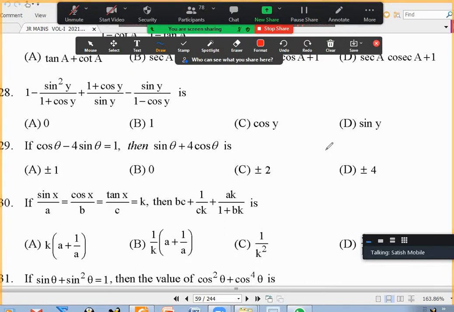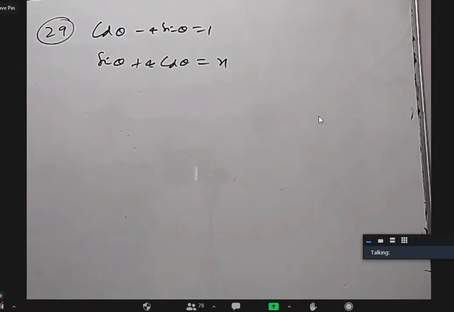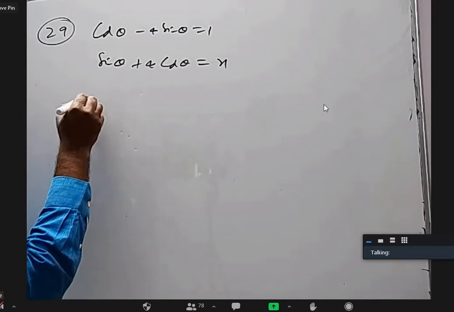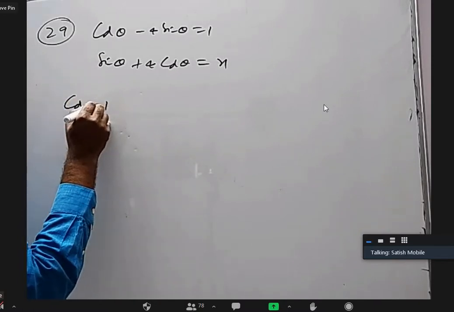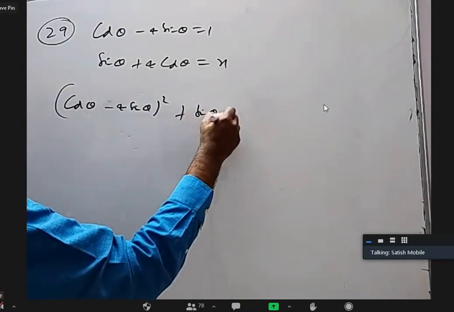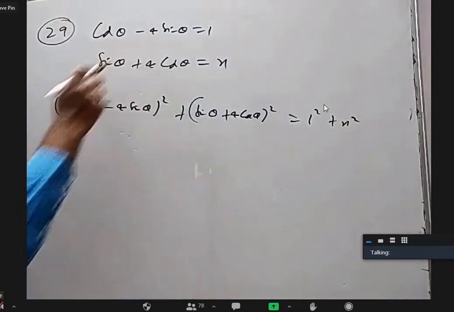Okay. 29: cos theta minus 4 sin theta equal to 1. And sin theta plus 4 cos theta, I want to take as x. Now, I want to square and add these. That is cos theta minus 4 sin theta whole square plus sin theta plus 4 cos theta whole square equal to 1 square plus x square. You square and add these two equations.